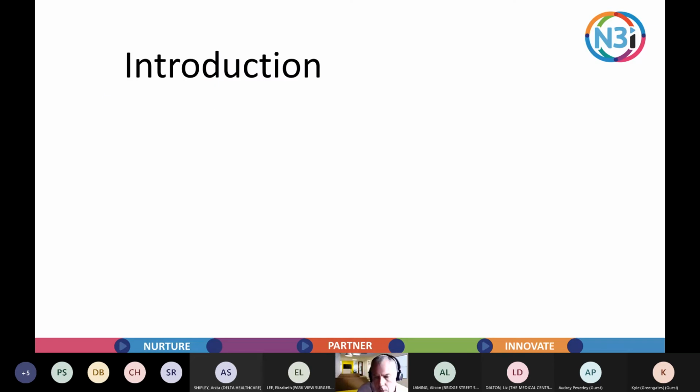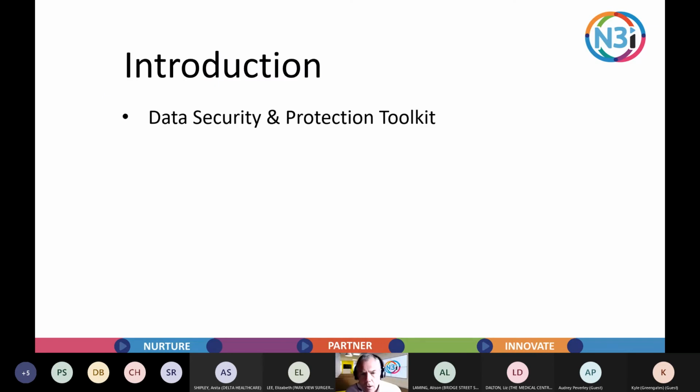So let's quickly run through what we're going to talk about today. It'll be fairly brief. There's only 4 or 5 topics, I think. We'll look very briefly at the Data Security Protection Toolkit, just confirming the new dates for you, which I think you've already seen anyway. I think I've put that out. We'll talk about incident reporting.